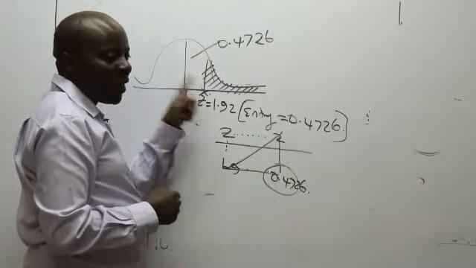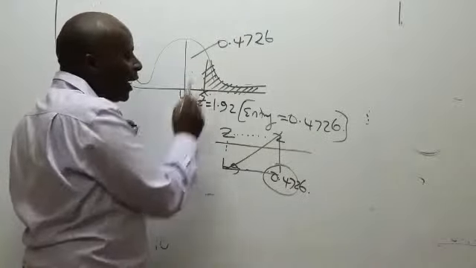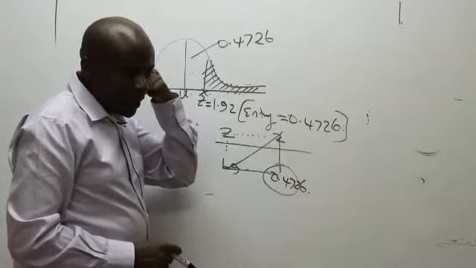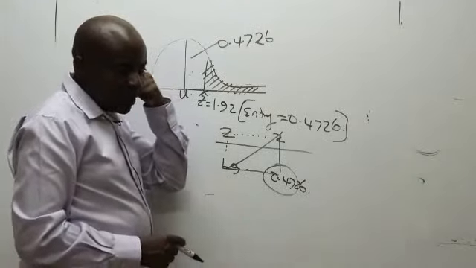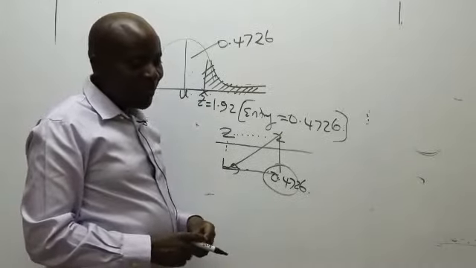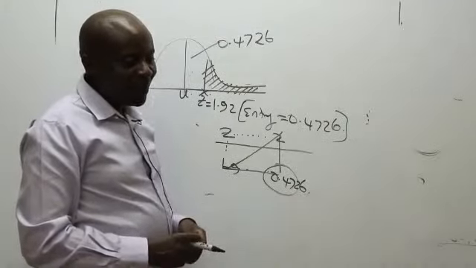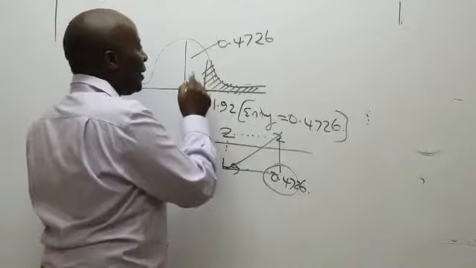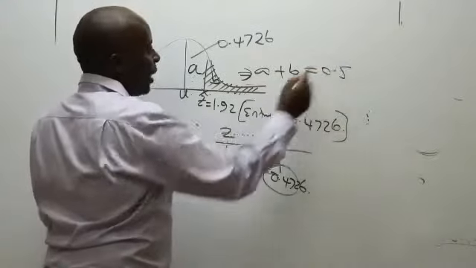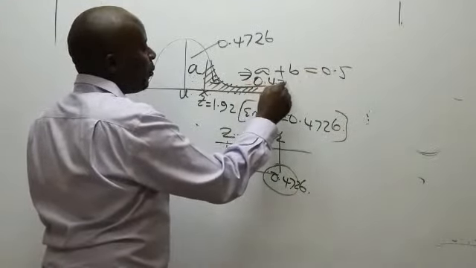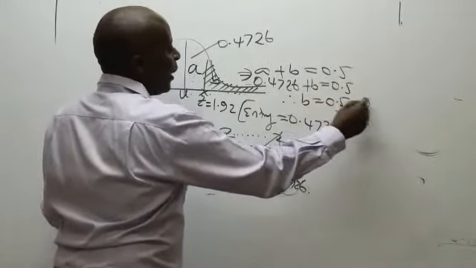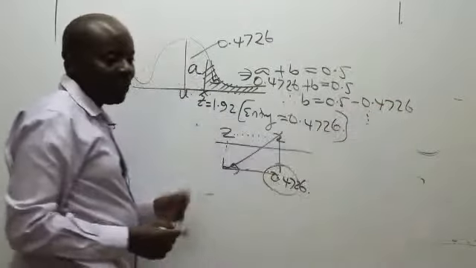And yet the examiner wants the shaded area. So in this particular case, how do I get the shaded area, knowing that the two must add up to 0.5? This is A, this is B. We are saying that A plus B should be equal to 0.5. We know that A is 0.4726, therefore B will be 0.5 minus 0.4726, and then you get your answer.